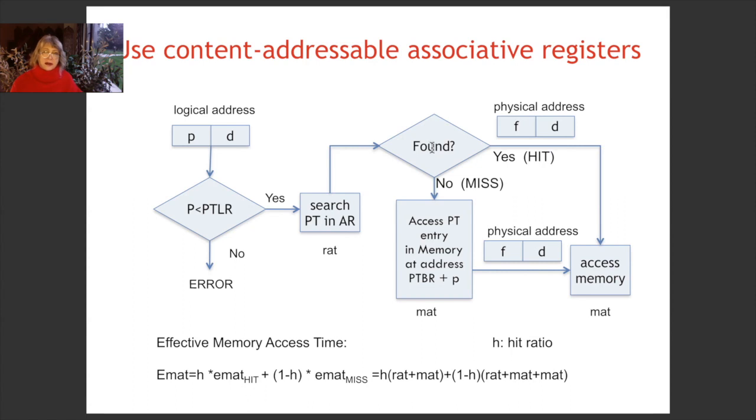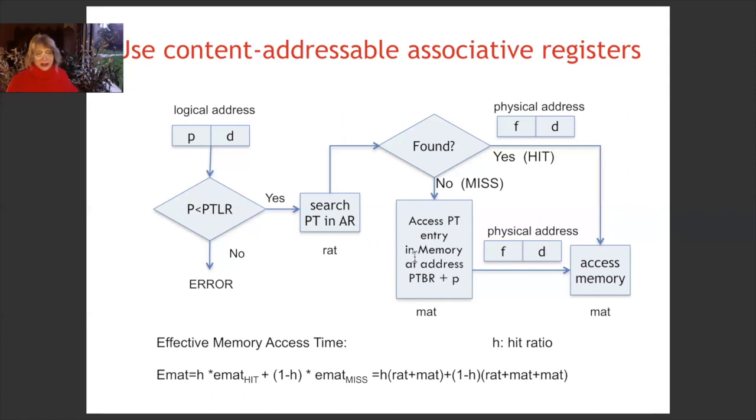However, if it is not found in the associative register, this corresponds to the miss case. Because it is not in the associative register, the page table entry should be accessed in memory, at address page table base register plus P. This requires memory access time. At this address, the entry is accessed and the frame number is obtained from there and concatenated with the displacement in order to find the physical address. And then the word at that physical address is accessed, which requires memory access time.